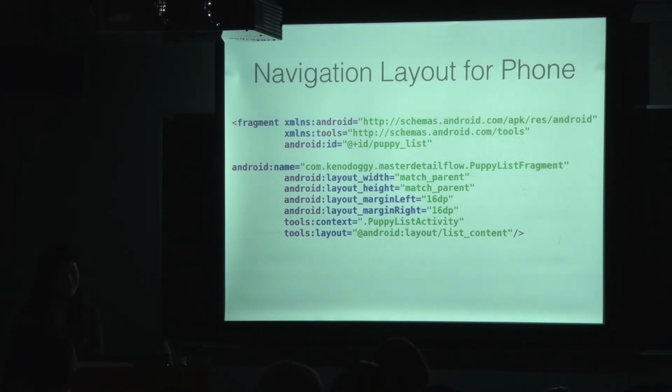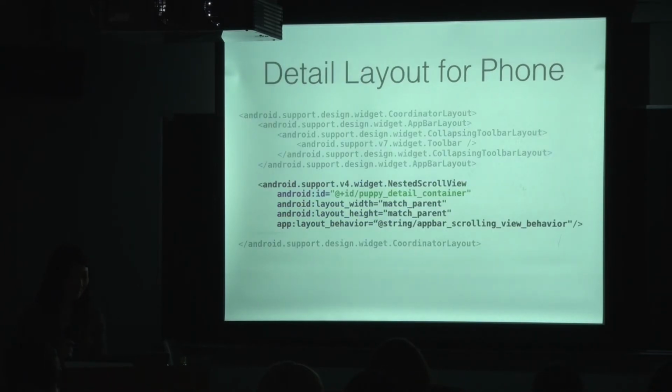So this is a very simple layout that's going to hold a list fragment. In this master detail example for phone size screens, the navigation list fragment only contains a fragment tag, which is defining our static list fragment as well as setting the container's layout parameters. Often the detail container will be a frame layout, however, that's not always the case. In this example, the detail container is actually a nested scroll view in conjunction with the coordinator layout. And I'll touch on the coordinator layout a bit later.